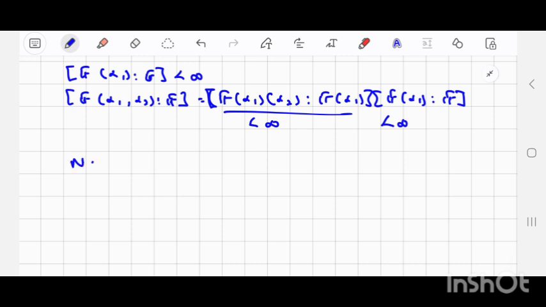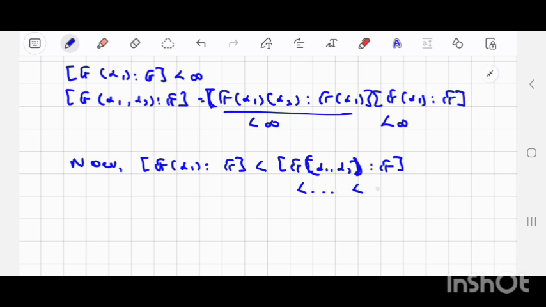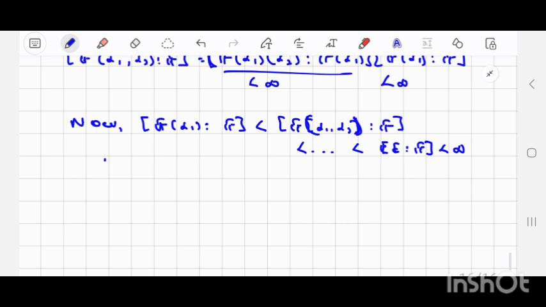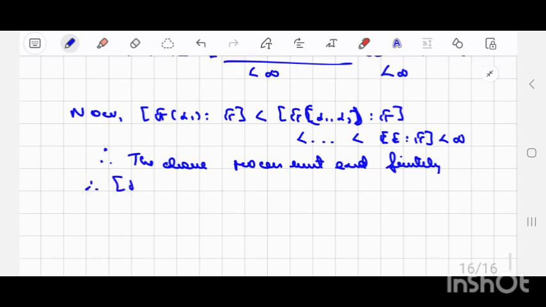So therefore now observe, F(alpha 1) has less degree than F(alpha 1, alpha 2) over F, and these are all less in degree than E over F, right? And this is finite, right? Therefore the above process must end finitely, and therefore E must be generated over F by some finite number of elements, which implies E is finitely generated over F.